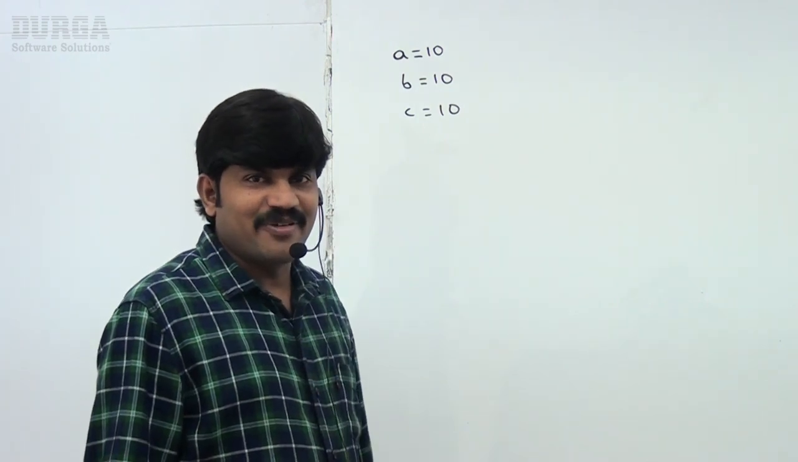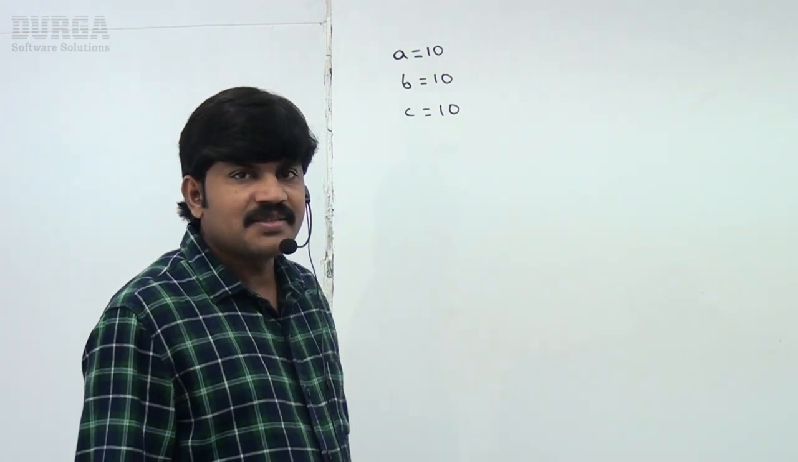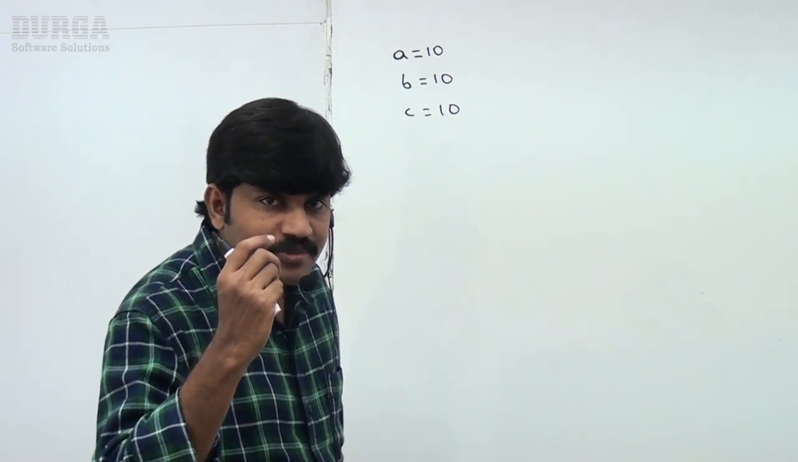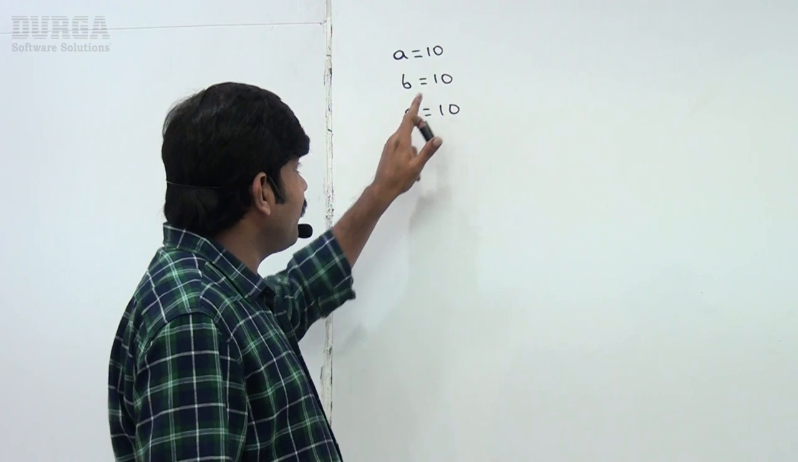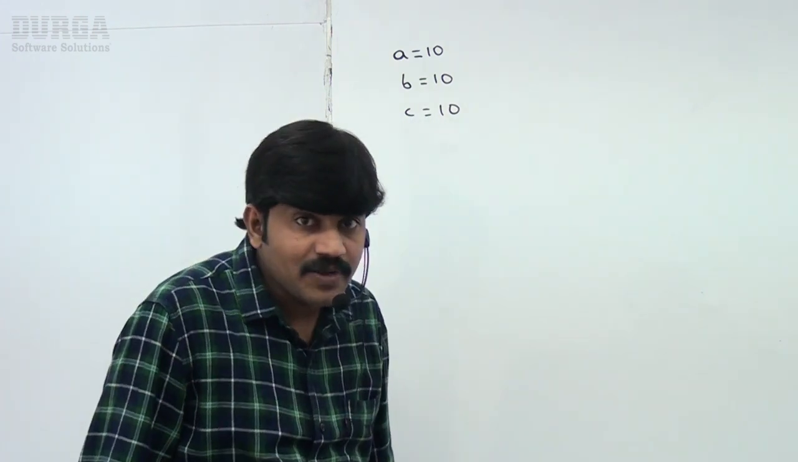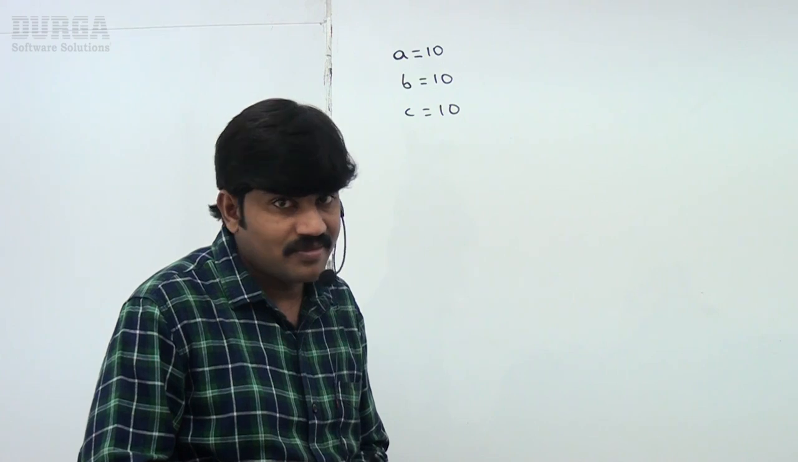Can you please confirm? Total how many objects will be created in this case? Three objects, because it is a different line, a different line, a different line. That's why three objects got created, right? No.